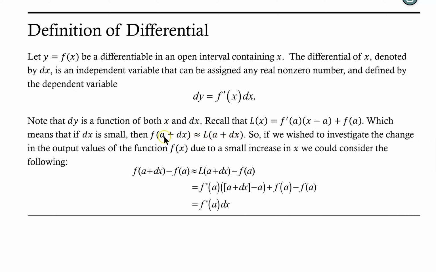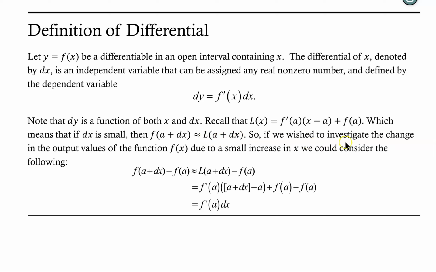So what that means is, since the linearization is built at x equals a, if I only move a small distance away from a, the linearization will produce the same y value as the original function. Again, that only happens if dx is small. That means that if dx is small, then the function value of a plus that small dx is approximately equal to that produced by our linearization.